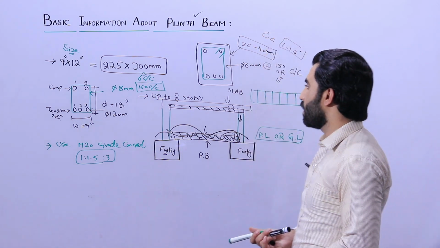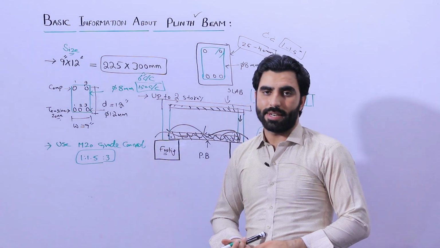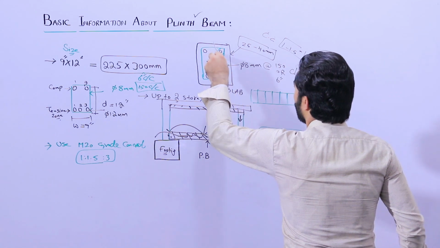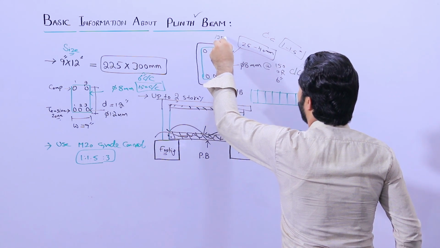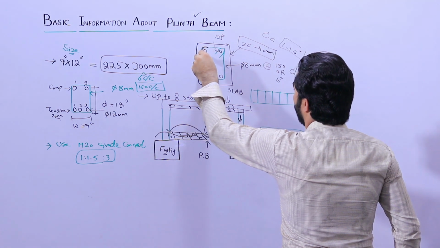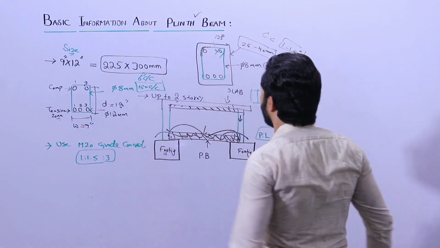So guys, these are some basic information related to plinth beam. But remember one thing more, these hooks should be bent at 135 degree. Don't use 90 degree, otherwise it can open during earthquake, etc.